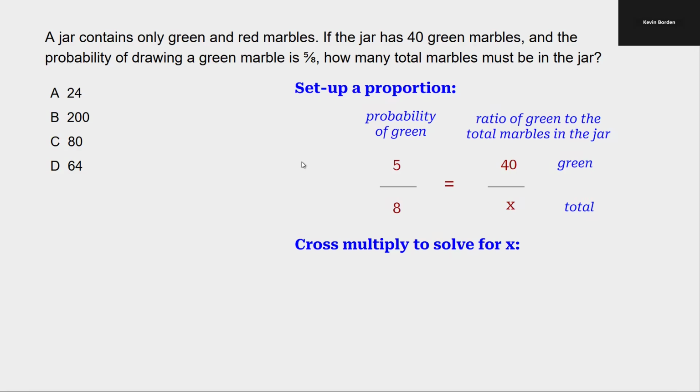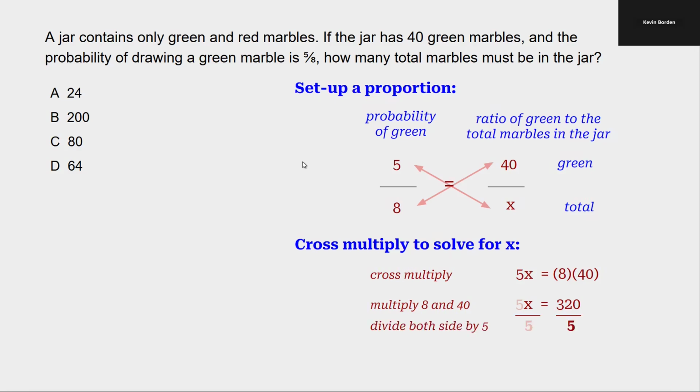We cross multiply as we always do with proportions when we have a missing value. 5 times x is going to be equal to 8 times 40. Then we simplify the right side. 8 times 40 is 320.